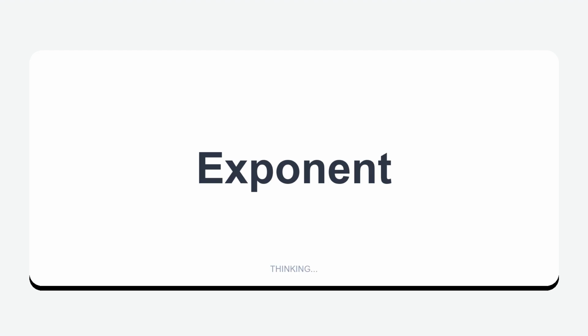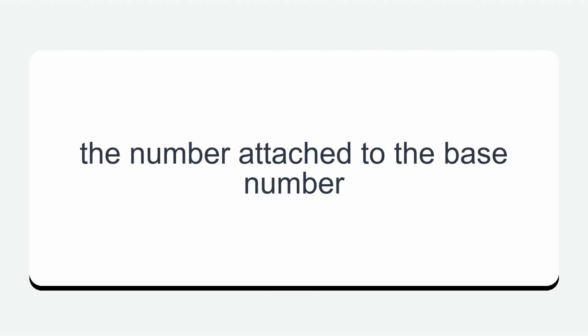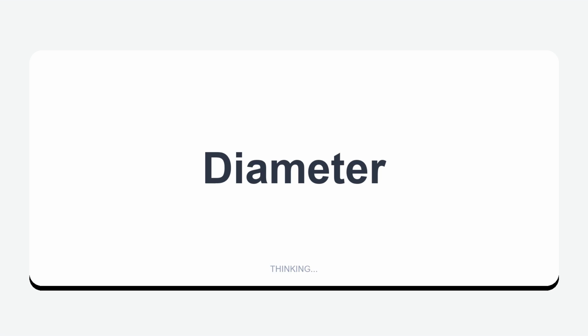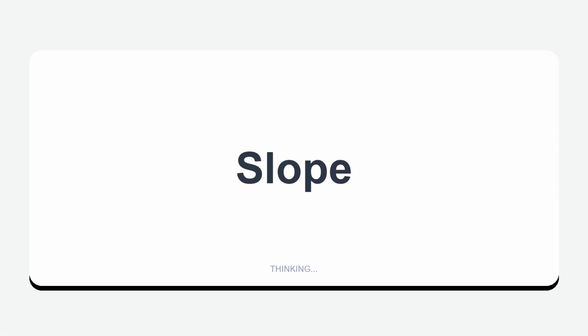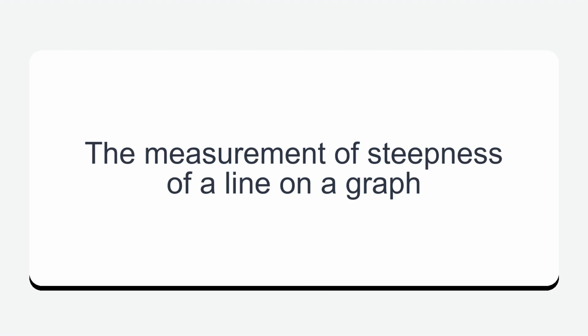Exponent. The number attached to the base number. Diameter. A straight line passing from side to side through the center of a circle or sphere. Slope. The measurement of steepness of a line on a graph.